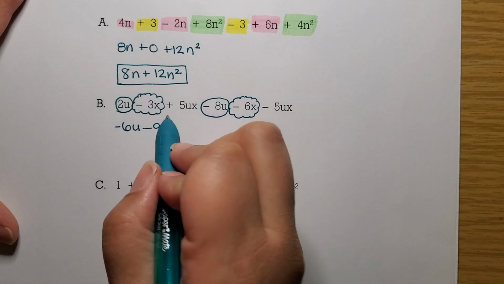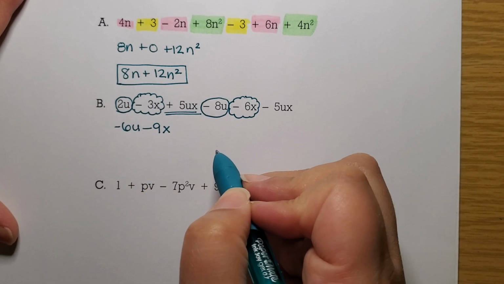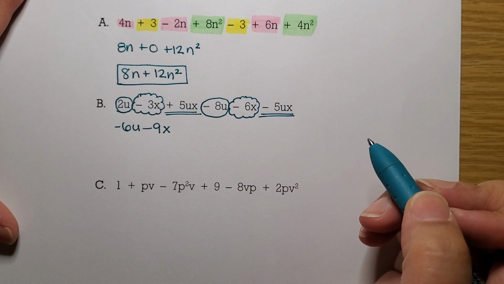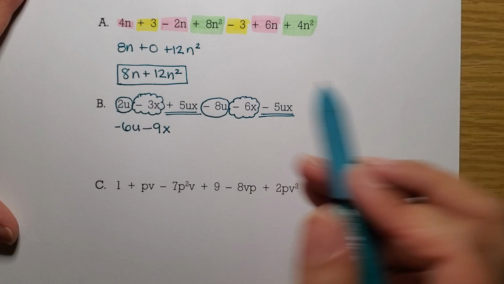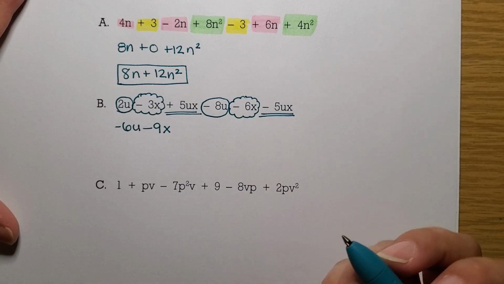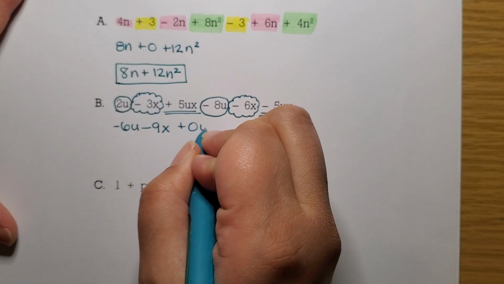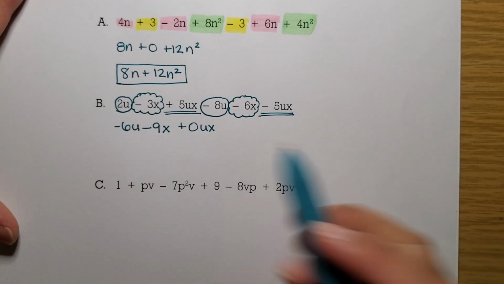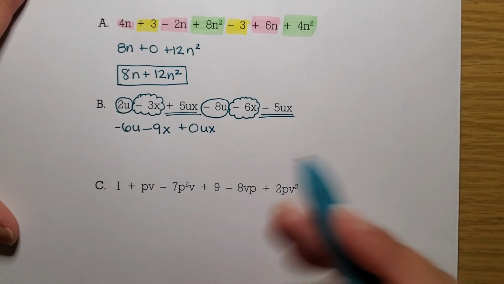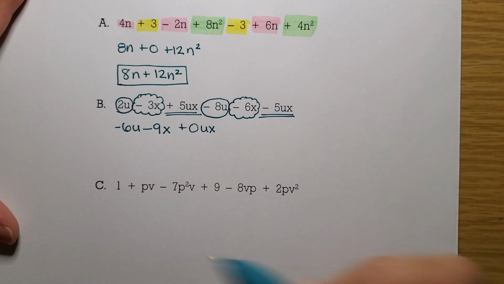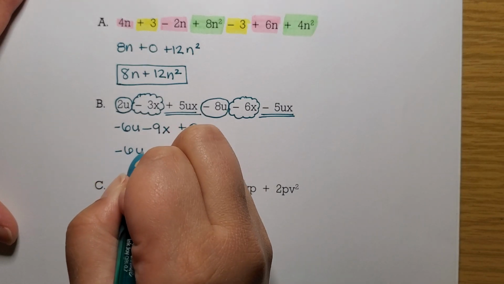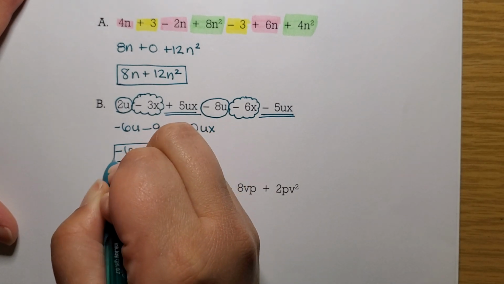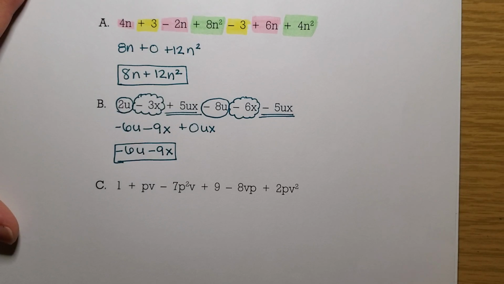And then we have 5ux minus 5ux. So 5 minus 5 is 0. But if I have 0 ux's, that means I don't have any, so I don't have to write it. So I can write this as negative 6u minus 9x. And there you go. That's it.